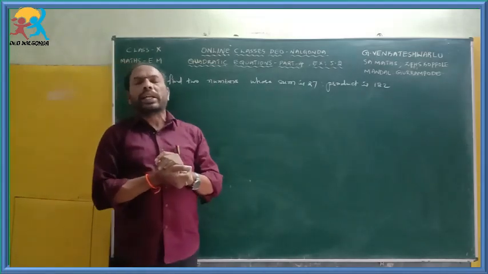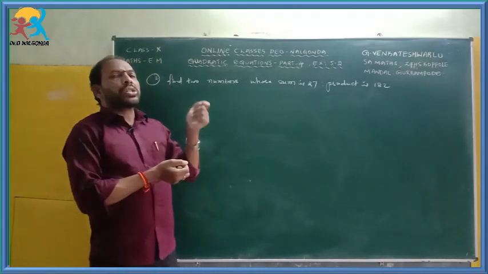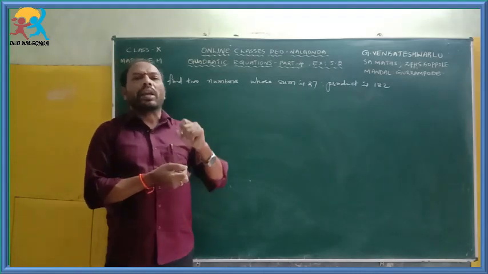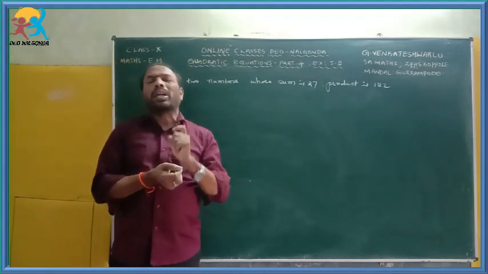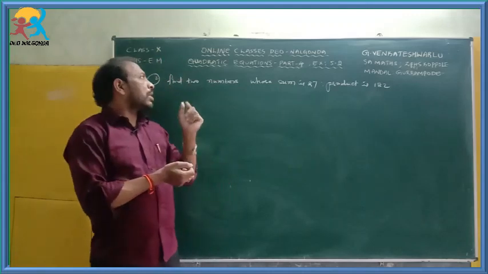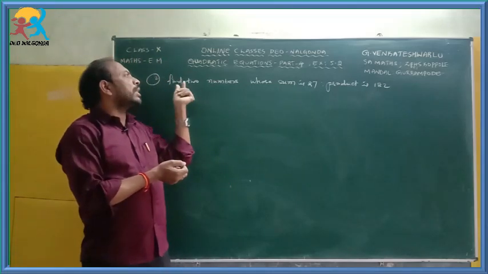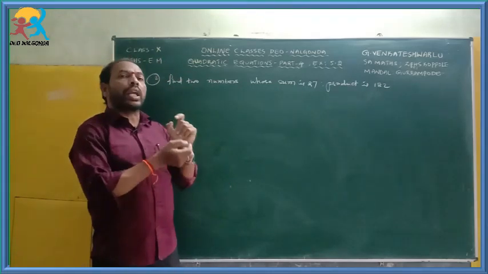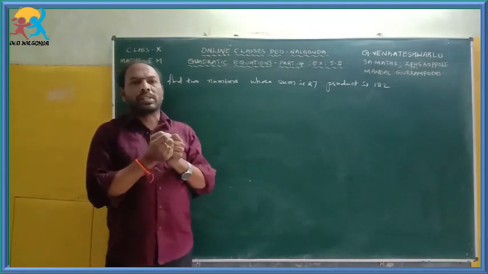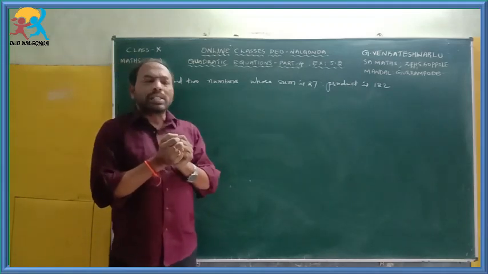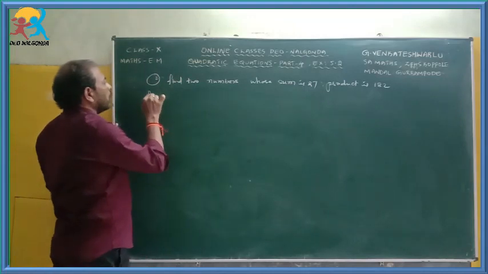Those given numbers. Look here, Nana. So what is given? What should we find? How should we find it? We should keep this in mind. First, listen carefully. Find the two numbers. We need to find two numbers. So we don't know the two numbers. That's why, look here, solution.